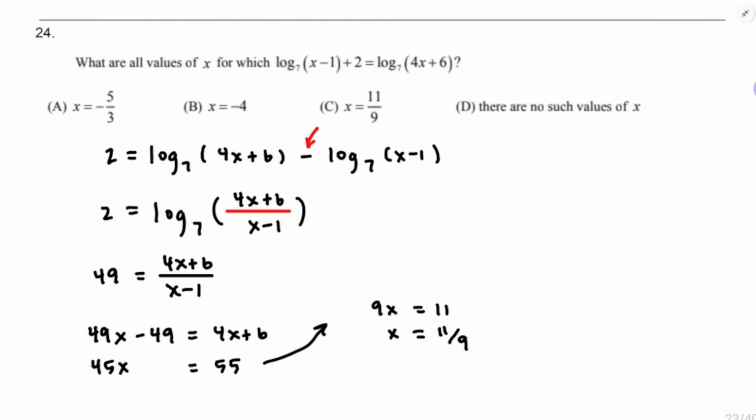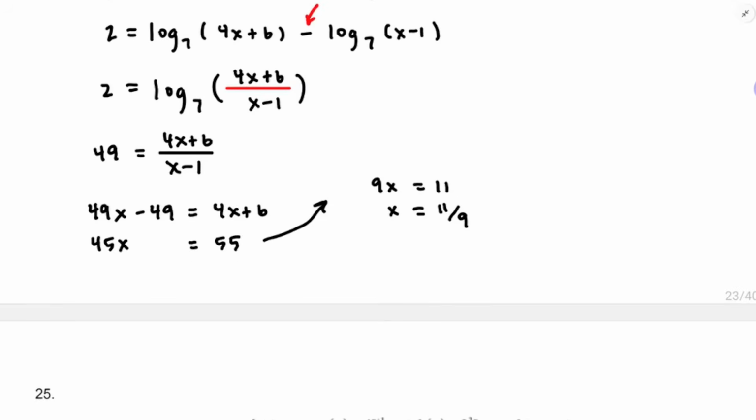Alright, now I like that, but let me just make sure that that's not going to cause me to take the log of a negative number or the log of 0. No, that's not going to happen. No, not there either. Okay, I feel good. I'm happy. Moving on.